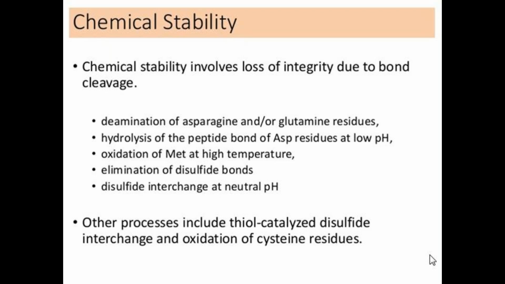That means chemical instability involves loss of integrity of the structure of proteins, due to the functional groups present in the structure, or due to bond cleavages, or due to changes in the bonds. That means the degradation may be caused, or the bond may change to a different position, and that causes conformational changes of proteins. And it also involves thiol catalyzed disulfide interchange.